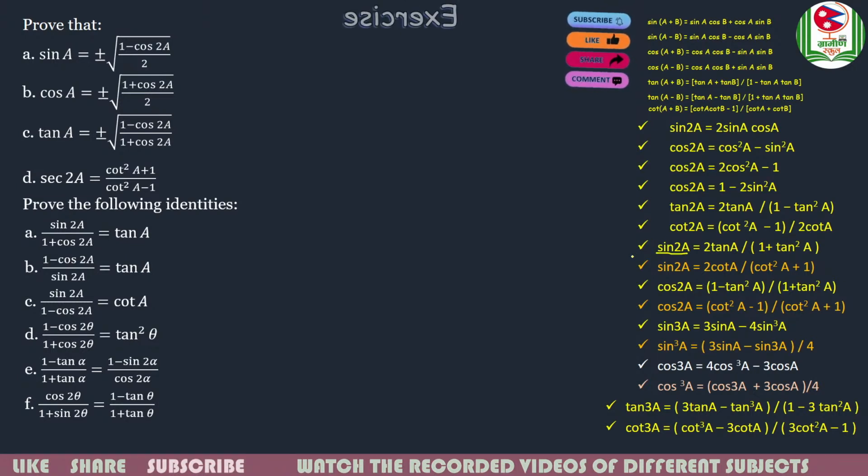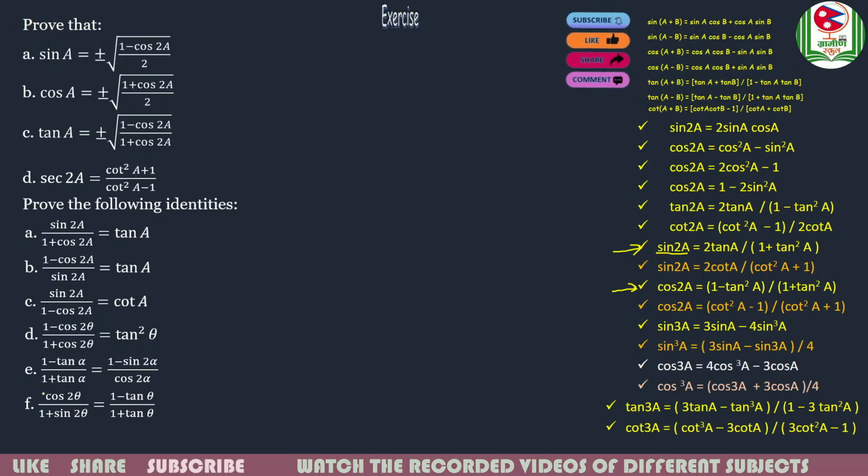Using these formulas and simplifying, you will get 1 minus tan theta upon 1 plus tan theta. So you can use any of them, as you wish. Or you can also use cos square theta minus sin square theta, and then on simplifying you will get the result, that is 1 minus tan theta upon 1 plus tan theta.